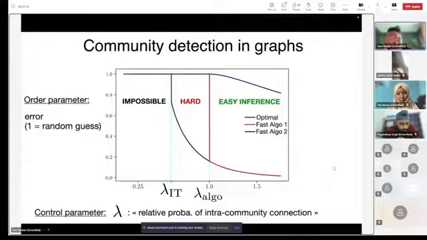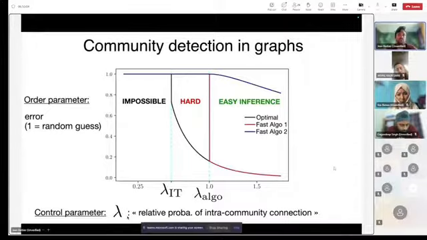And the phase diagram of this community detection problem, as I told you at some point in the course, is actually the one of the Spiked Wigner model, if you define the things correctly. And what we called the signal-to-noise ratio in the Spiked Wigner model, the lambda, plays the role in the community detection problem of the relative probability of intra-community connection. So what do I mean by this?